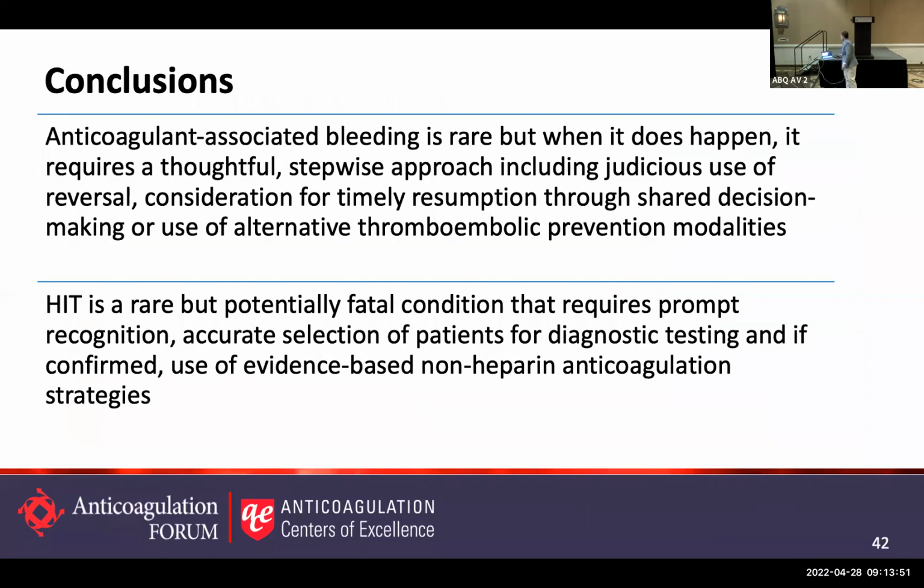All right, so conclusions: anticoagulant-associated bleeding is rare, but when it happens, you need a thoughtful, stepwise approach. Don't knee-jerk this. Use reversal judiciously, and consider timely resumption and shared decision-making with your patient. And HIT is a rare but potentially fatal condition. Prompt recognition and accurate selection of patients for testing and treatment is paramount, and you've got to be using those non-heparin anticoagulation strategies that we looked at on the last slide.